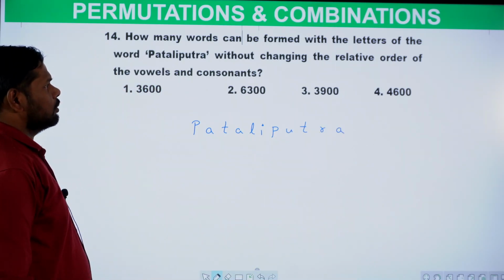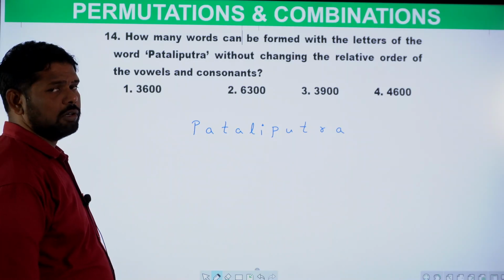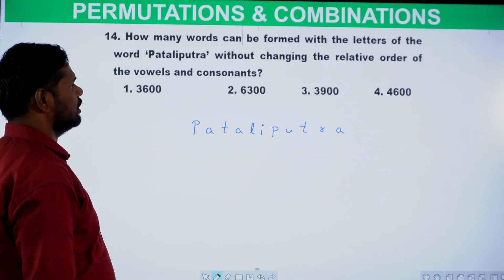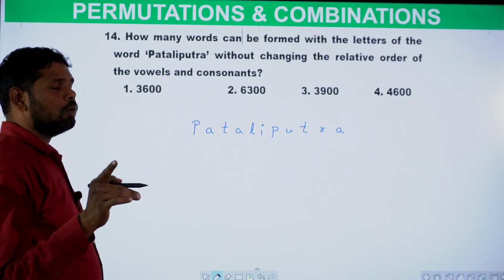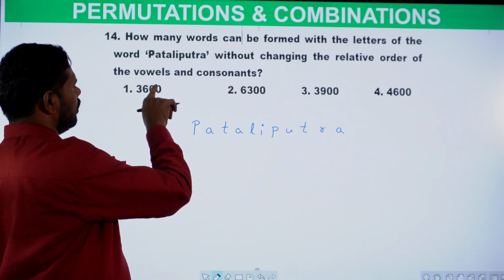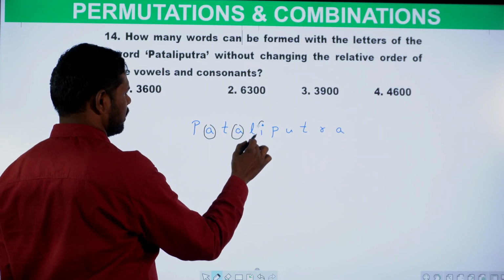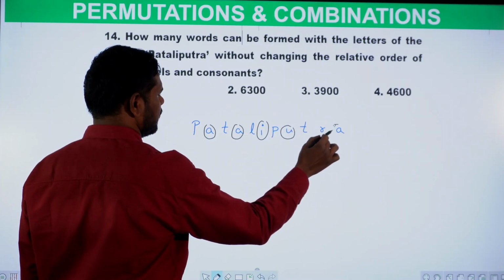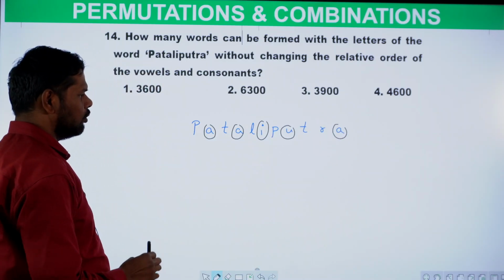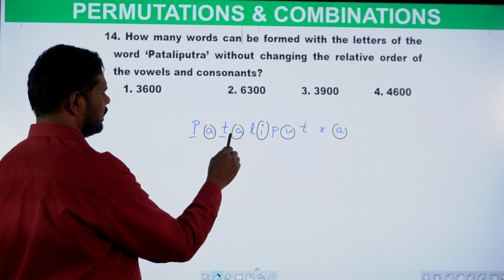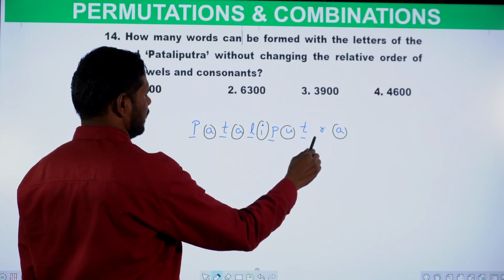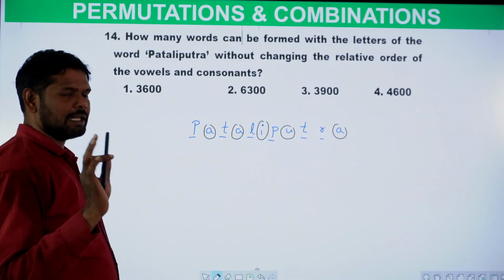So, Pataliputra: how many words can be formed with the letters of Pataliputra without changing the relative order of vowels? How many vowels are there? A, I, U, A, A. 5 vowels are there. How many consonants are there? P, T, L, P, T, R. 6. Total 11 letters are there.